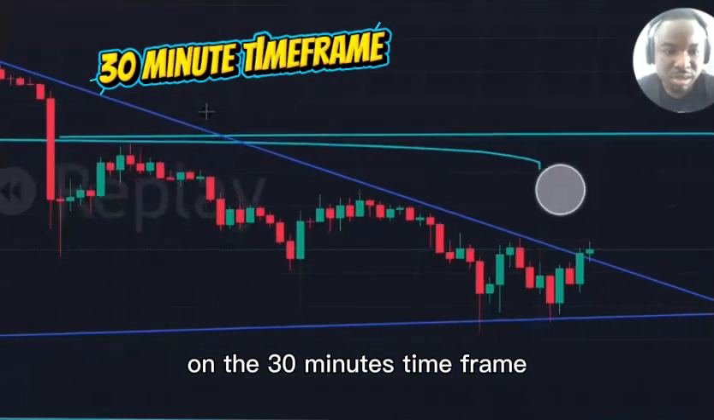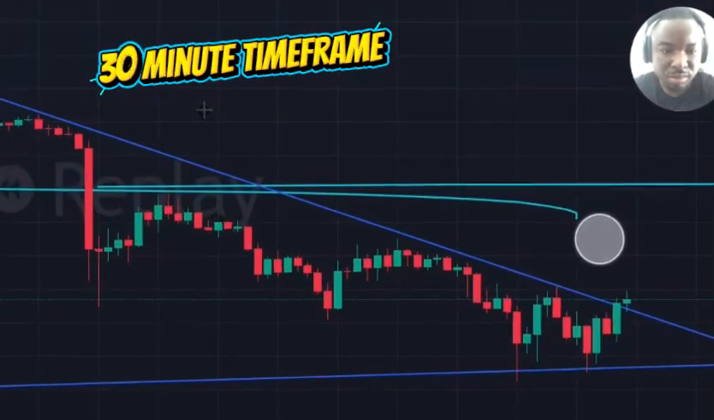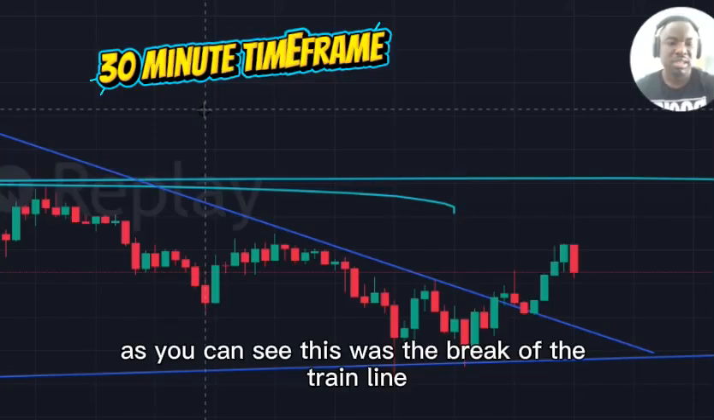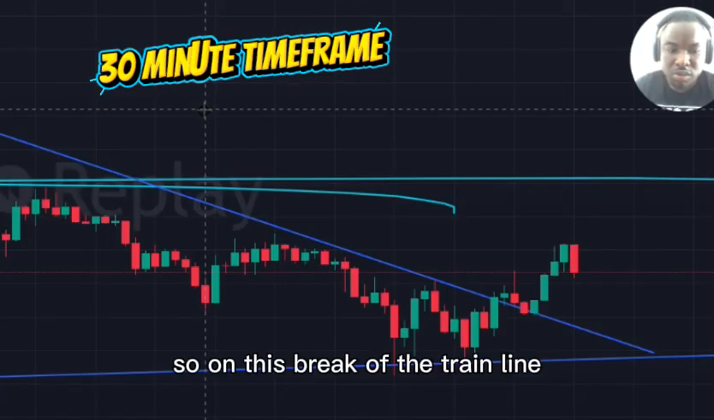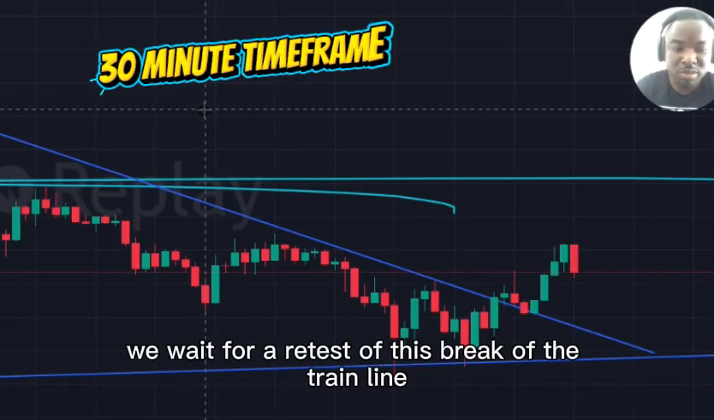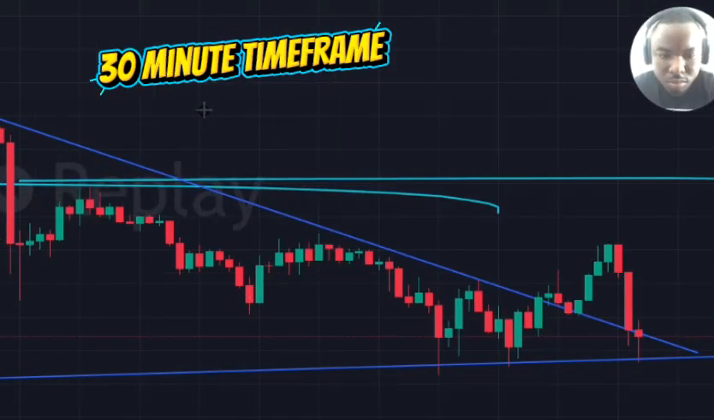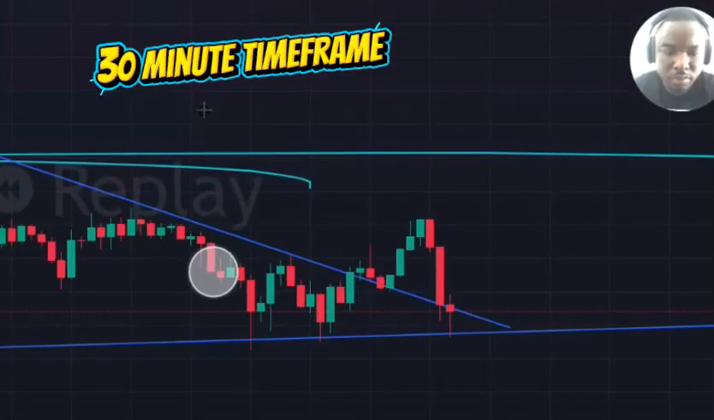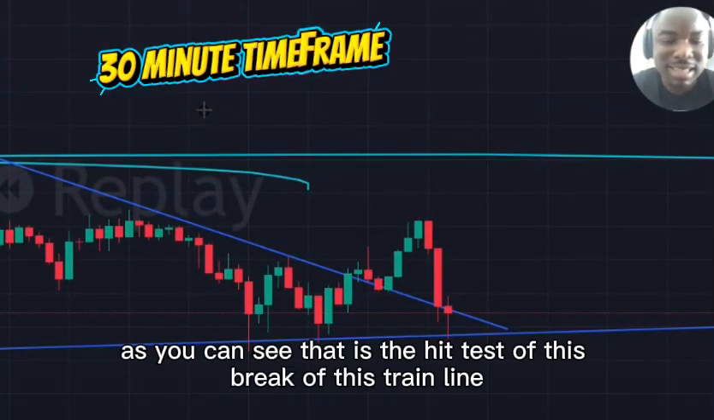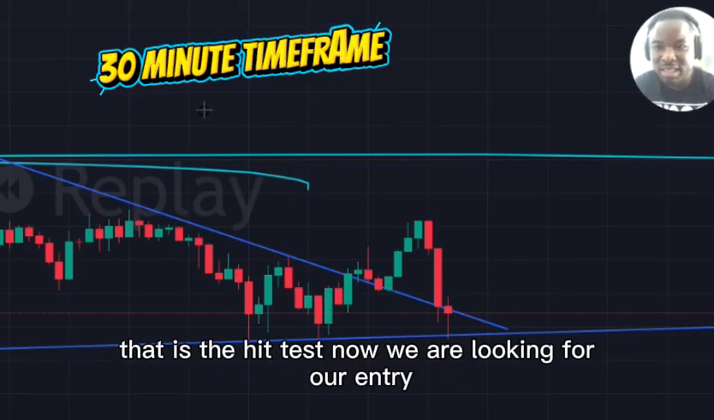On the 30 minutes time frame, as you can see, this was the break of the trend line. So on this break of the trend line, we wait for a retest of this break. As you can see, that is the retest of the break of this trend line. Now we are looking for our entry.